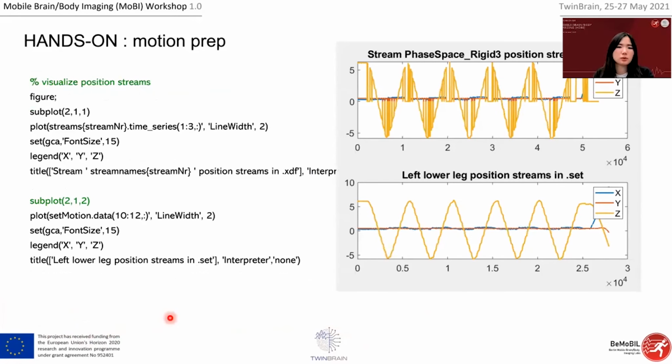And this is what it looks like. In the source data, the streams look like this. From here to here, it is just visualizing the streams from XDF and set files. And as I mentioned earlier, the occlusion artifacts are removed and it's resampled.